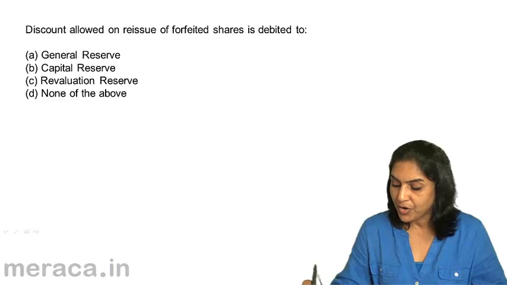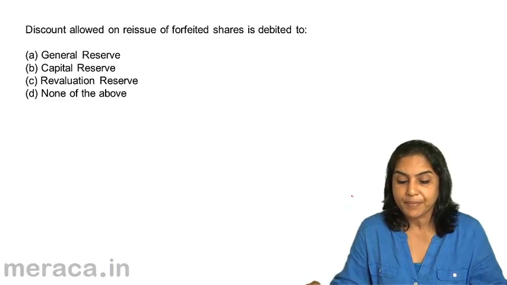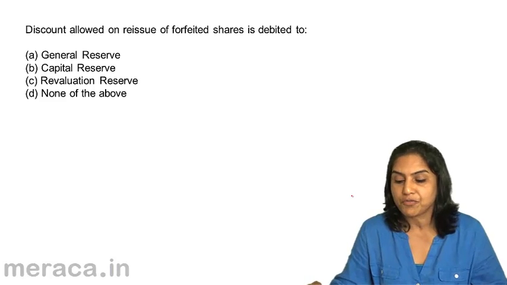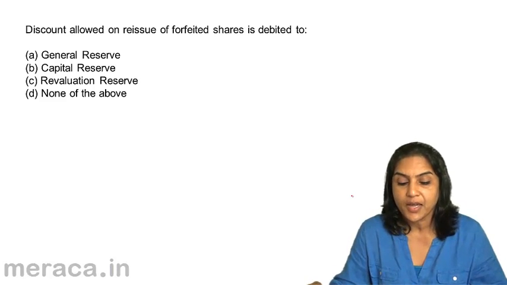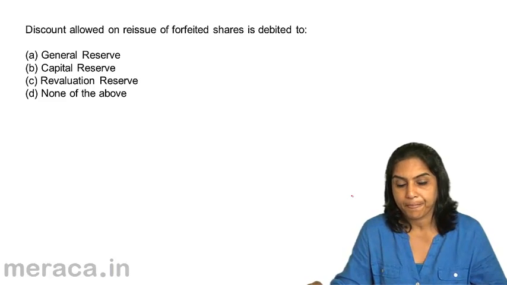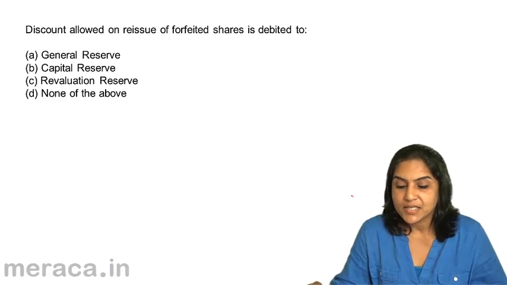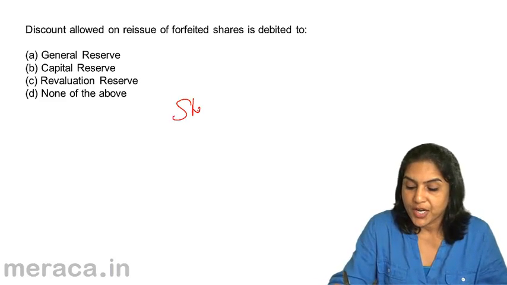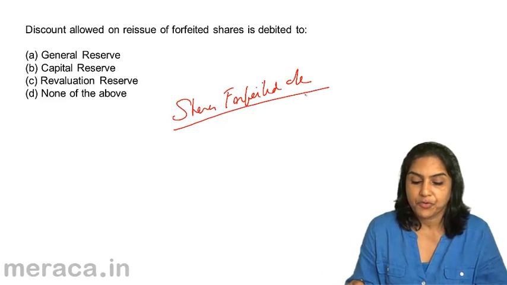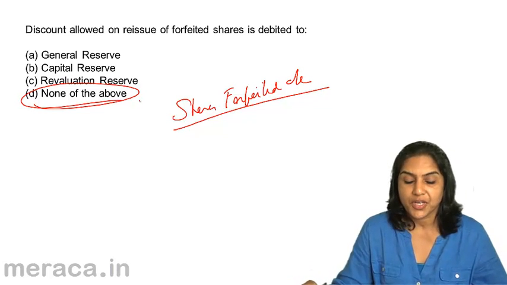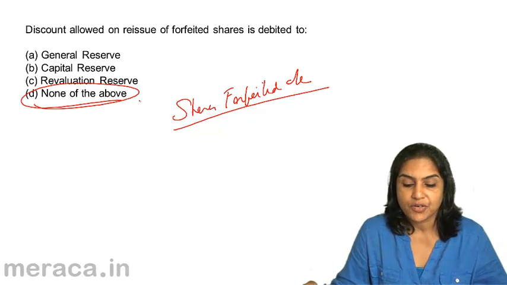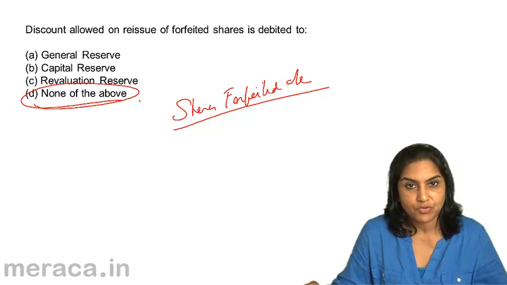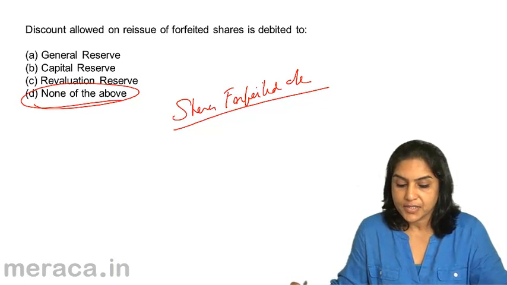Next, discount allowed on reissue of forfeited shares is debited to: A. General reserve, B. Capital reserve, C. Revaluation reserve, D. None of the above. The discount allowed on reissue of forfeited shares is actually debited to shares forfeited account. Therefore, the correct answer should be D, none of the above. It is not debited to general reserve, not debited to capital reserve, not debited to revaluation reserve. Therefore, the correct answer is D.